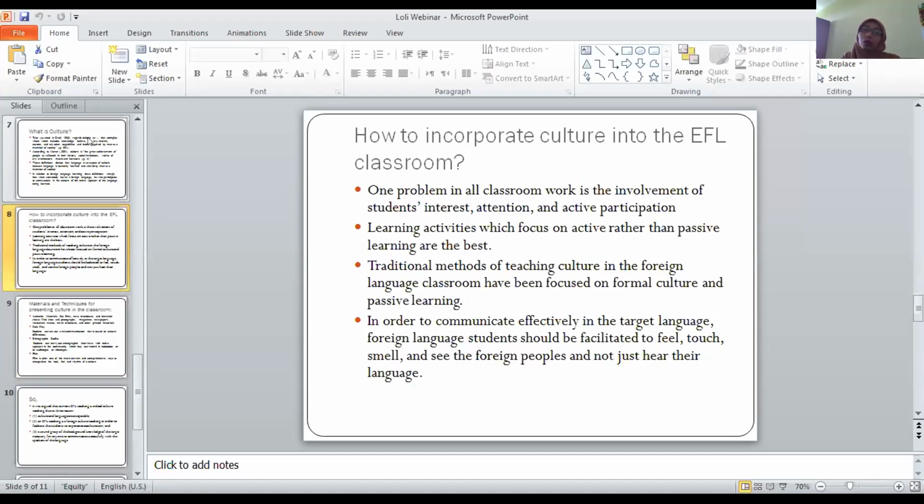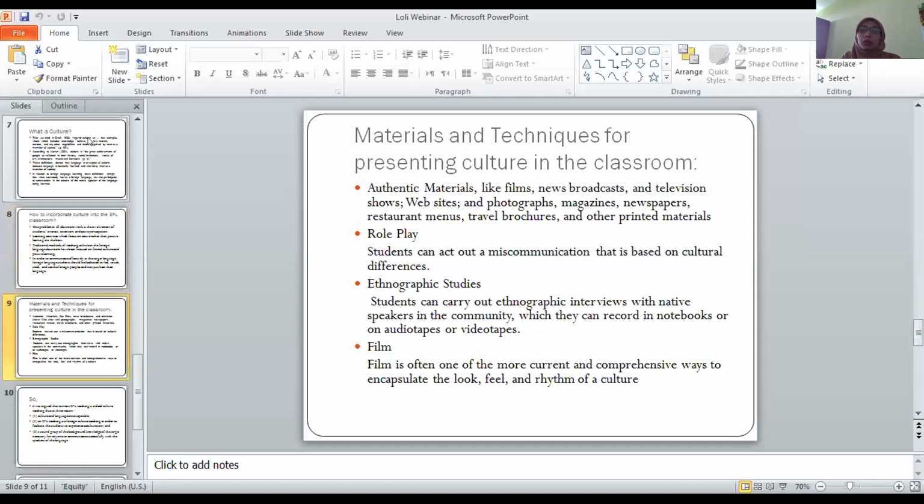So when we talk about that, I take the point about the materials and techniques for presenting cultures in the classroom. I think that there are so many materials and techniques that can be used to present cultures in the classroom, but I only take some of them.